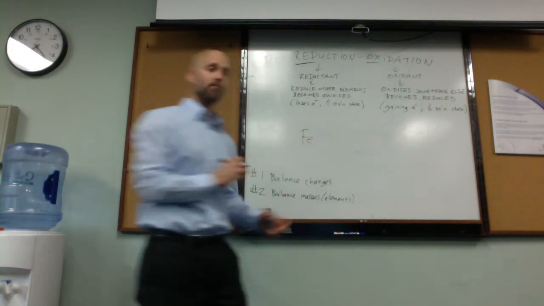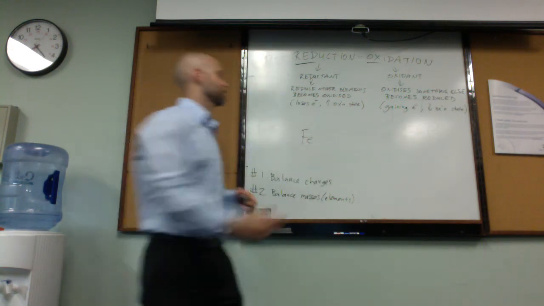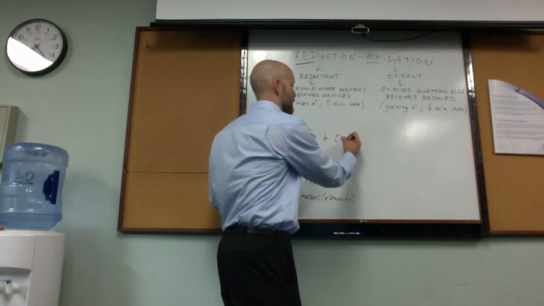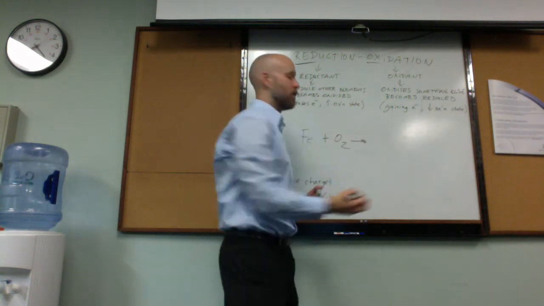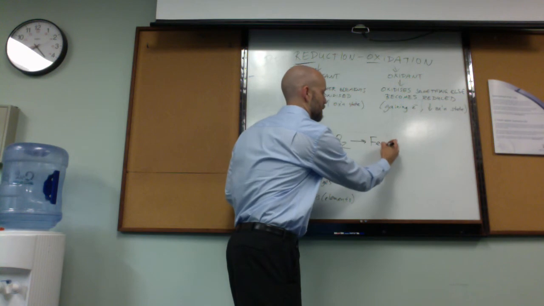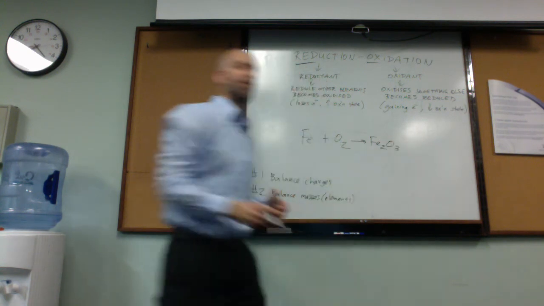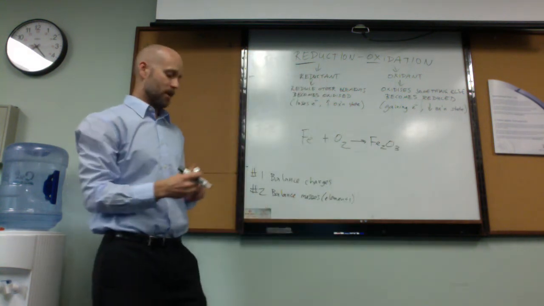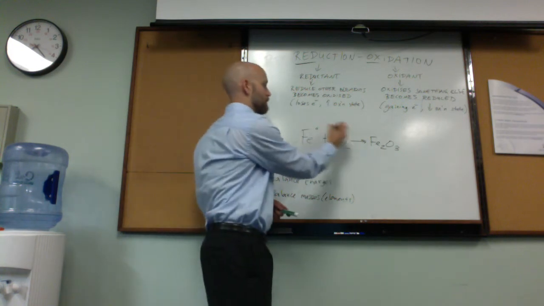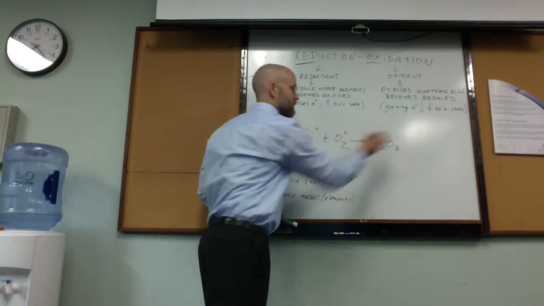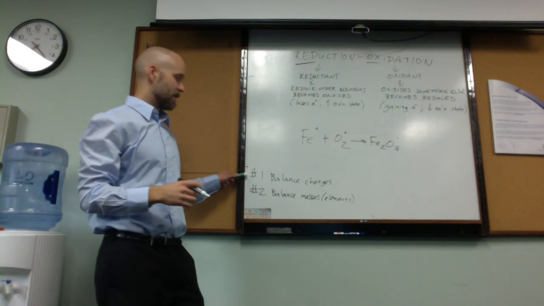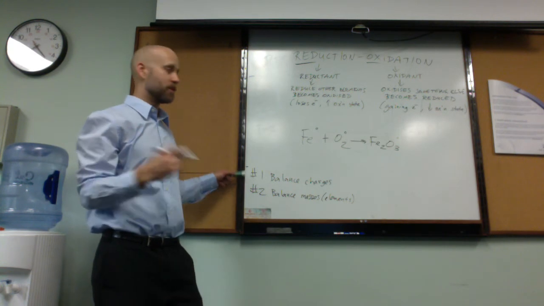So if we take iron, which is the element Fe right here, it's going to react with oxygen, and this forms Fe2O3, or ferric oxide. So again, these all have neutral charges, which is very beneficial. Satisfies our rule number 1 here, that the charges are balanced.